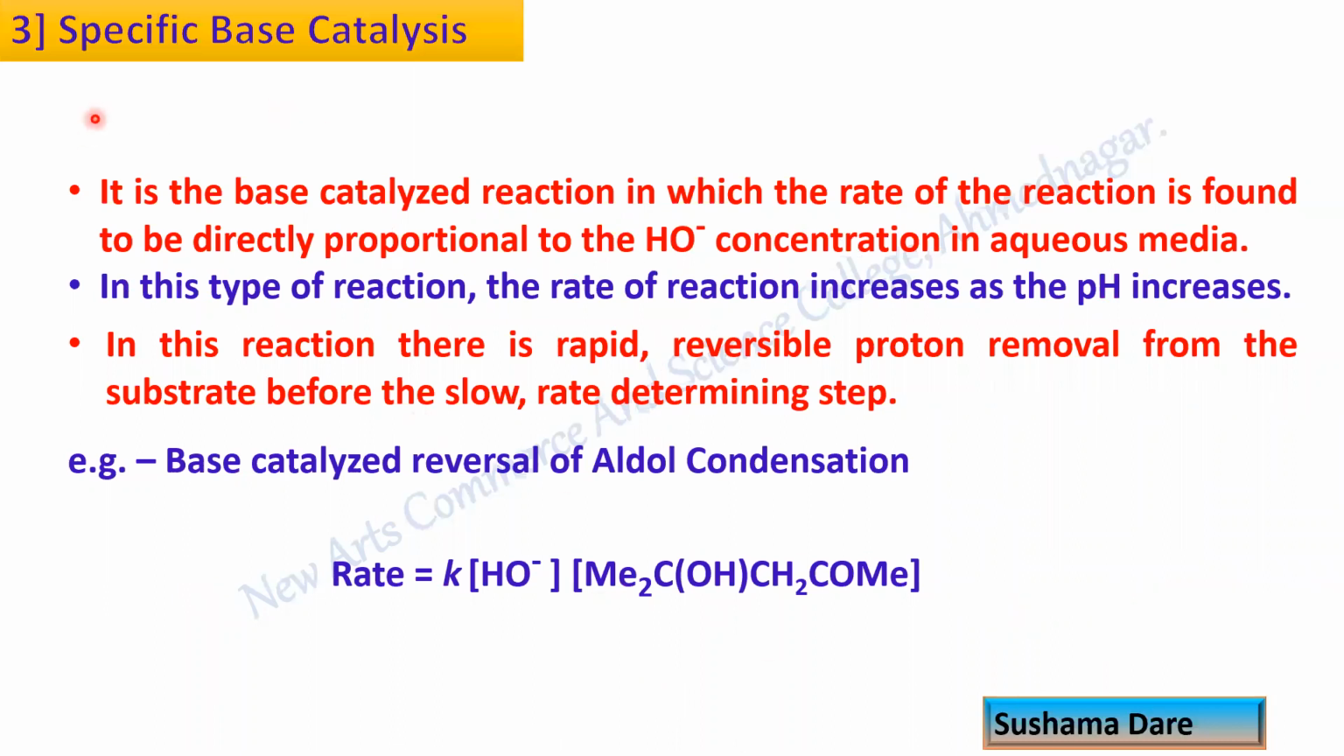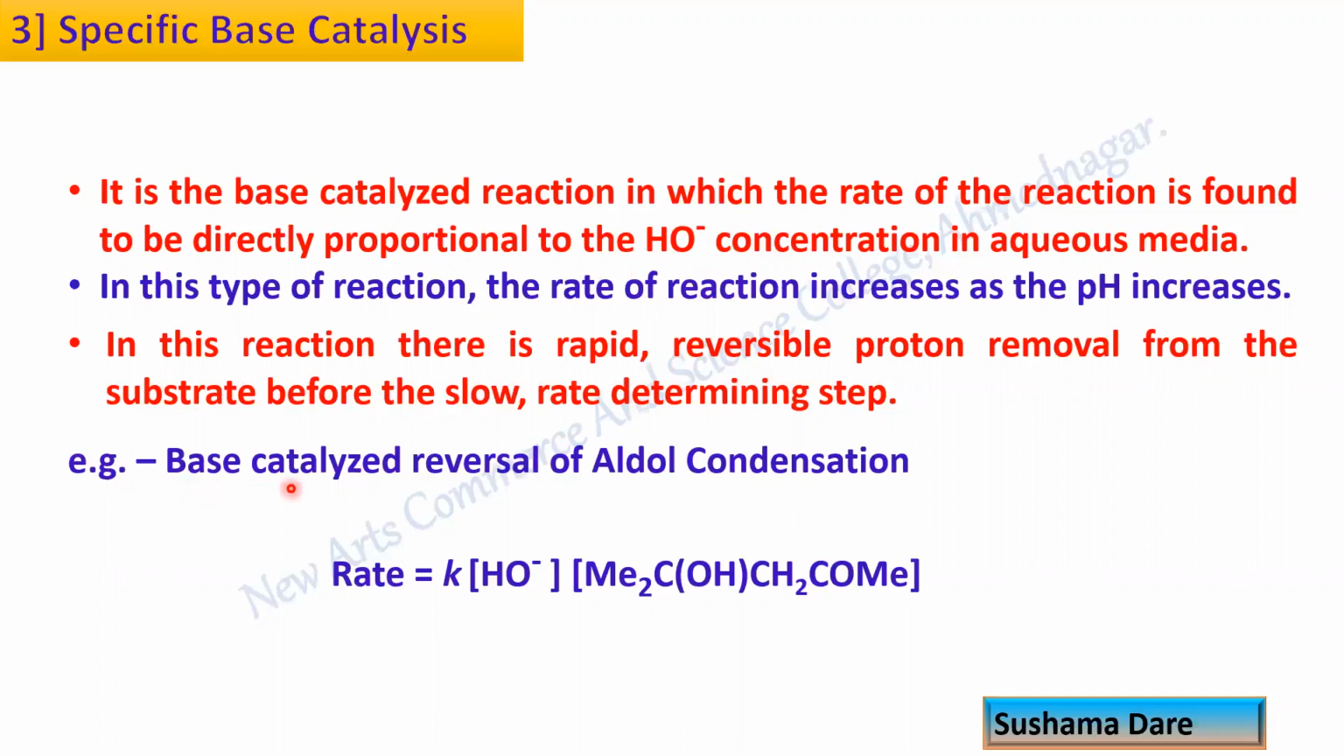Now the third point is specific base catalysis. Like in specific acid catalysis, the reaction is influenced by H plus ions from aqueous media. Now here in specific base catalysis, the reaction is influenced by OH minus concentration in aqueous media. In this type of reaction, the rate of reaction increases as the pH increases. So as the OH minus increases, the rate of reaction is fast at higher pH. In this reaction, there is a rapid reversible proton removal from the substrate before the slow rate determining step.